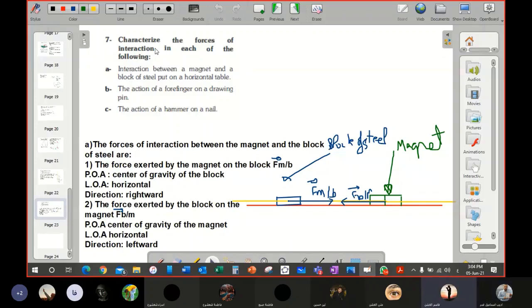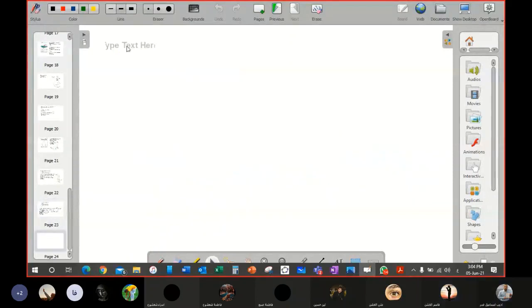Characterize the forces of interaction in each of the following. A. Interaction between a magnet and a block of steel put on a horizontal table. Part B. The action of a finger on a drawing pen. C. The action of a hammer on a nail. Okay, let's go to part B. Present part B now.